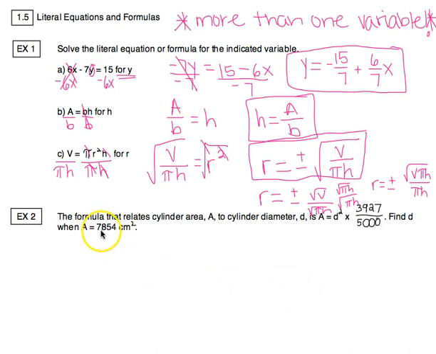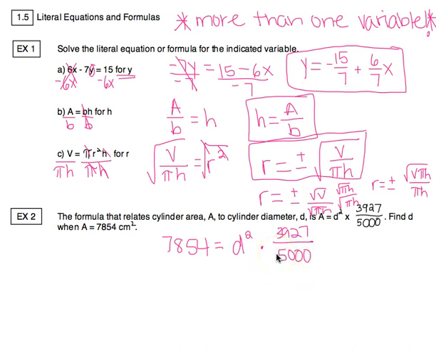So I'm going to plug in 7,854 in place of my A. And I don't need to put the label in there. Area is always square units. And so this is D squared times 3927 over 5,000. So if I'm trying to figure out what the diameter is, I'm trying to get D by itself. So that means I need to get rid of this multiplied fraction.